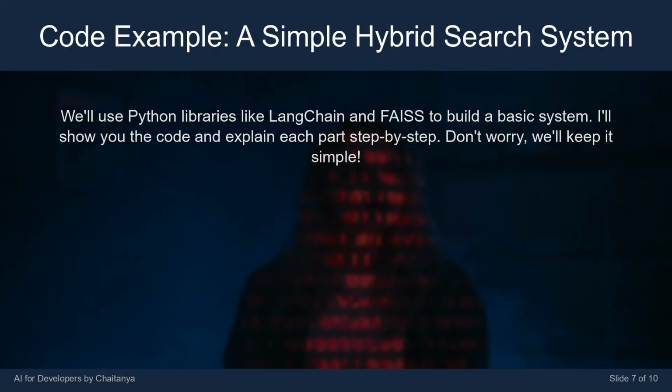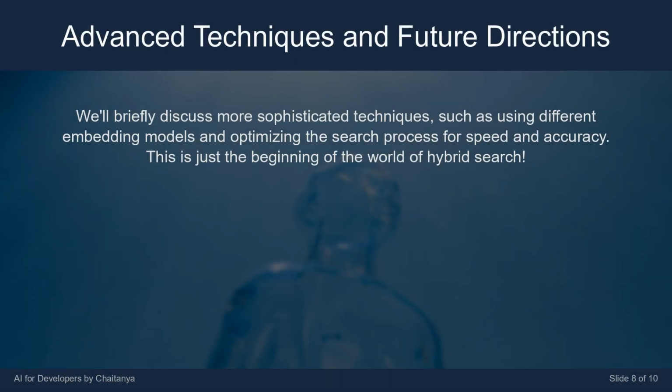We'll use Python libraries like LangChain and FAISS to build a basic system. I'll show you the code and explain each part step by step. Don't worry, we'll keep it simple. We'll briefly discuss more sophisticated techniques, such as using different embedding models and optimizing the search process for speed and accuracy. This is just the beginning of the world of hybrid search.